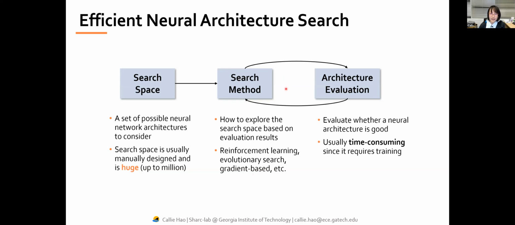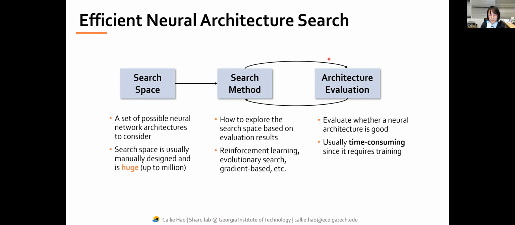And then with this search method, we also have to have an architecture evaluation. And this evaluation tells us whether a neural architecture is good or not. And usually this part is the most time-consuming part, because it requires training, and we all know training is painful. Okay, so these are three major components in NAS. Now let's see, can we achieve efficient NAS in these three components?